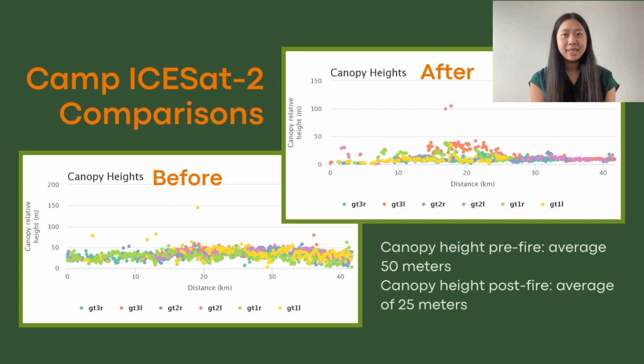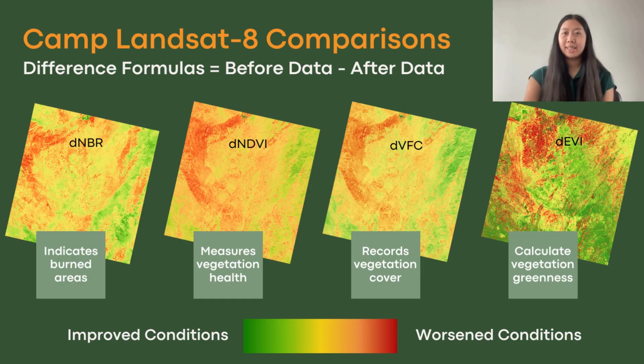As can be seen through the data collected from the ICESat-2 satellite, the canopy heights of the vegetation before the Camp Fire had an average of around 50 meters, while afterwards the canopy heights were around an average of 25 meters. The Landsat data shown below are the differences of the before and after data collected in the same area. The red part of the images show that the data had worsened conditions after the fire, while the green part of the images show improved conditions of the fire.